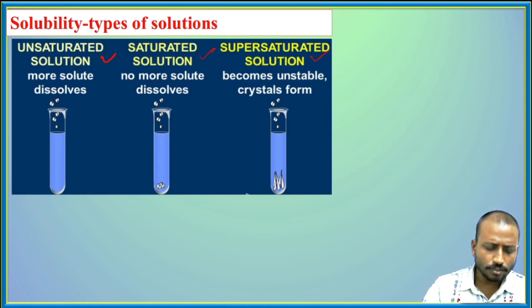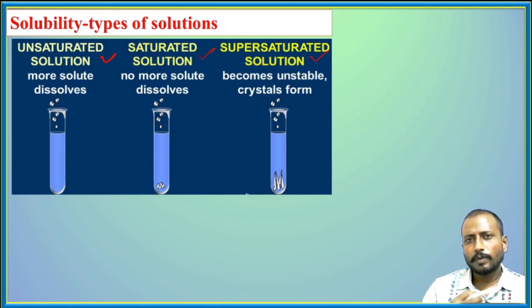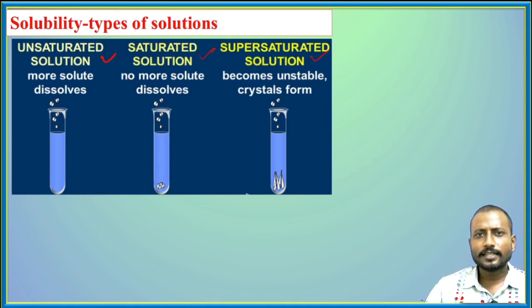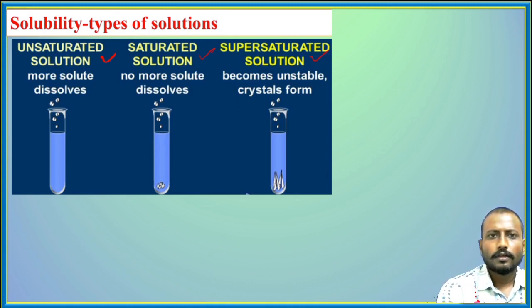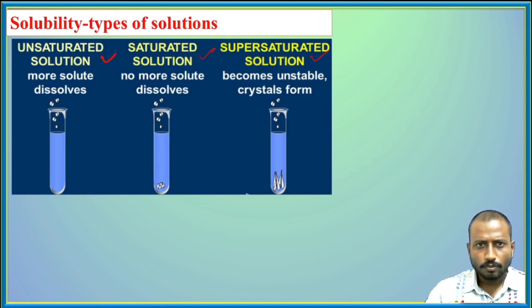Then the saturated solution means if you keep on dissolving solute into solvent, further no more amount of solute can be dissolved. How can you detect that no more solute can be dissolved? Solute granules remain undissolved and they separate from the solution. So saturated solutions are those in which no more solute can be dissolved.